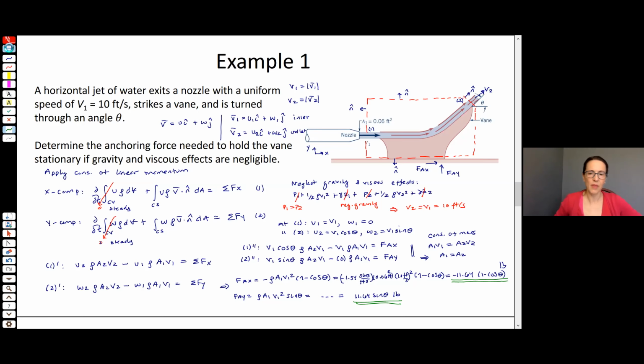So a lot to think about here. We've solved for the force acting on the fluids, acting on the contents of the control volume. So remember, we just derived the equation of linear momentum, and it is for the forces acting on the fluids, right? Not the force that the fluid is exerting on the vane or anything like that. It's the force acting on the fluid. So we have to think carefully and sometimes apply Newton's third law, right?